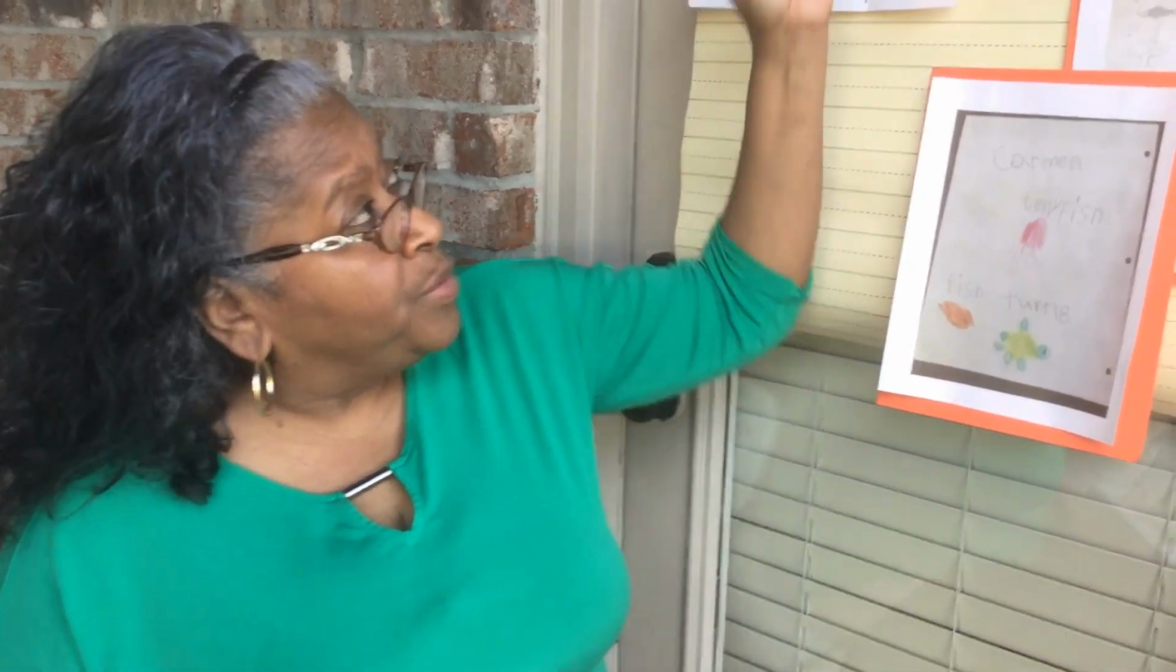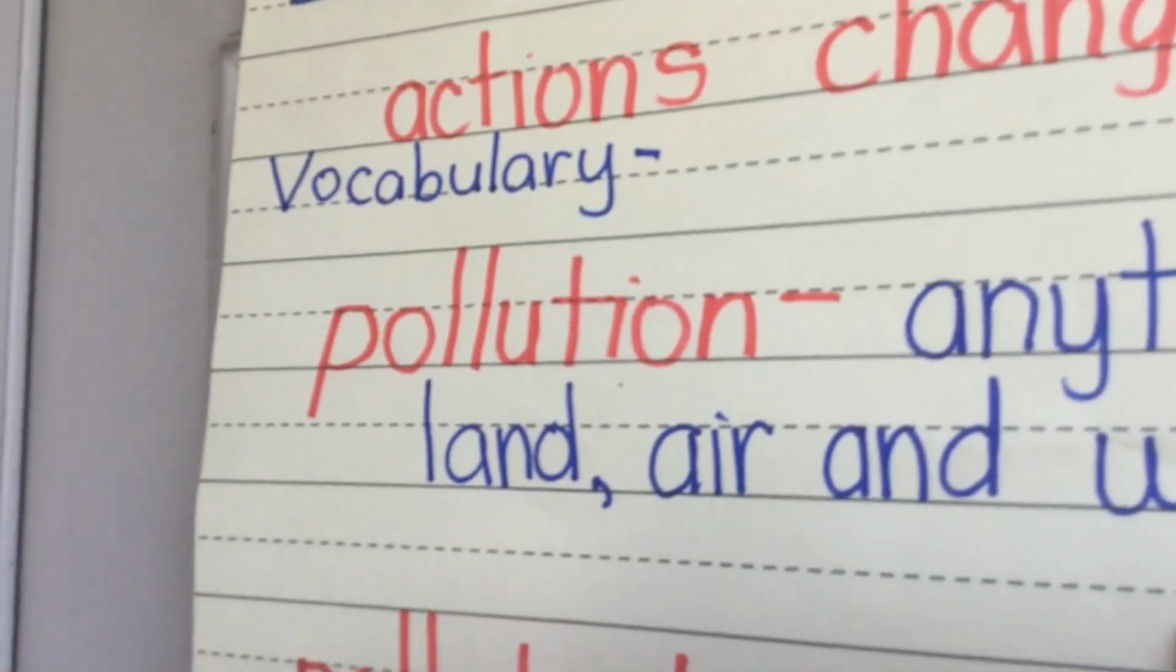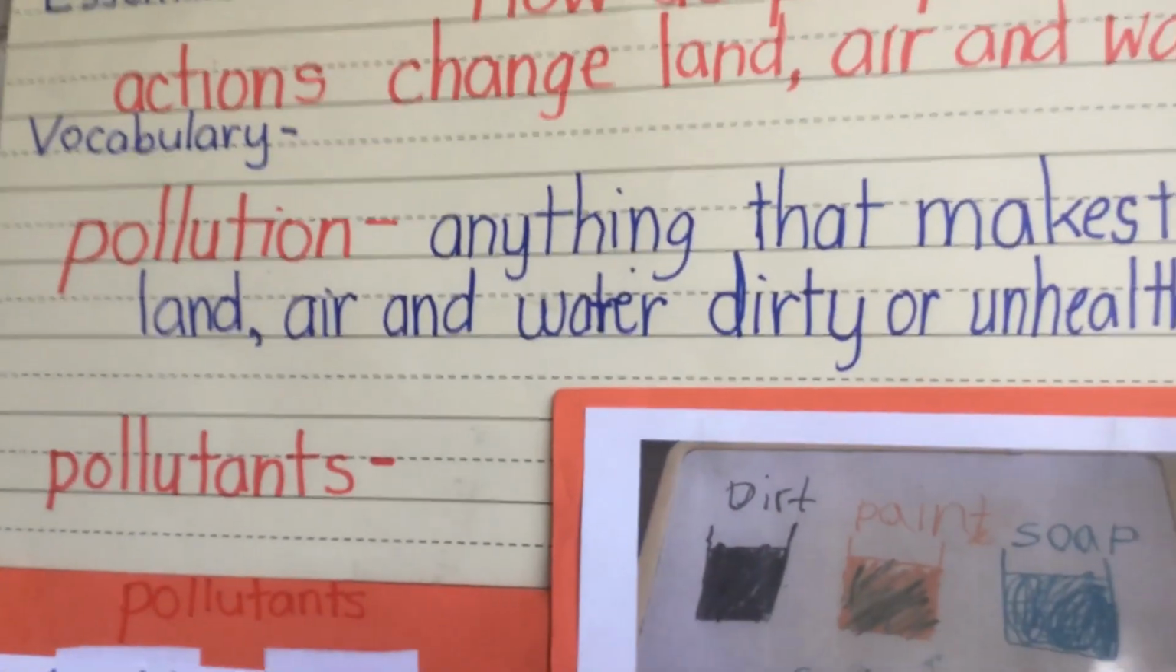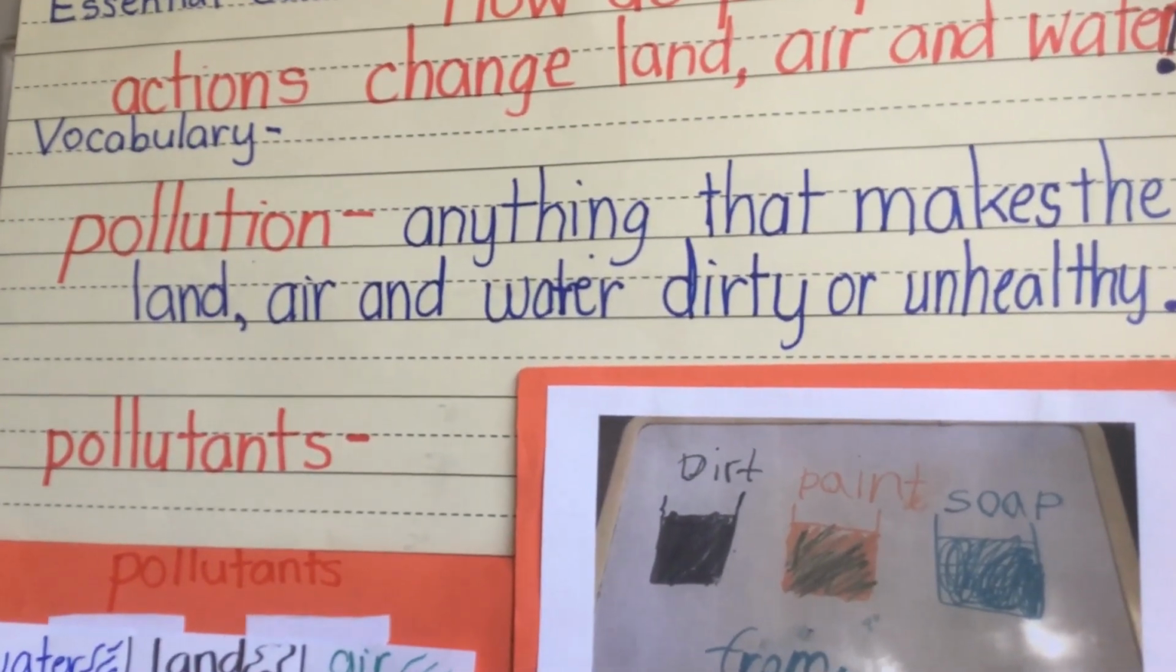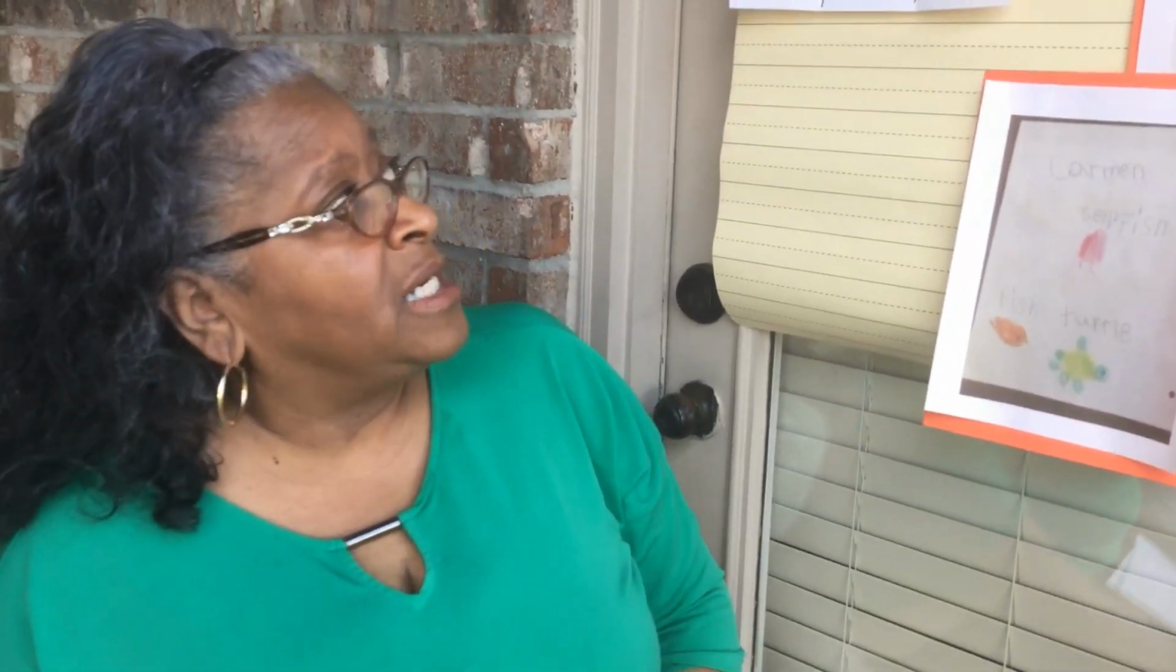Our vocabulary word, and remember I sang a song last week asking you what begins with P. After we went through a lot of experiments and discussions, I was hoping that you would come up with the word pollution, because pollution is anything that makes the land, air, and water dirty or unhealthy. So then we did an experiment with water, and we had 6 pollutants.